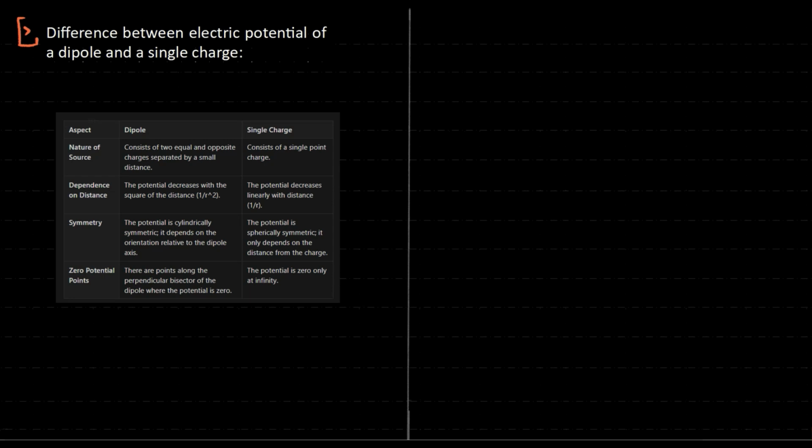The key takeaway from the last two sets of videos is that the electrical potential by a dipole and a single charge is not the same. The pattern, or how the potential alters in space, is different. So what are the differences?